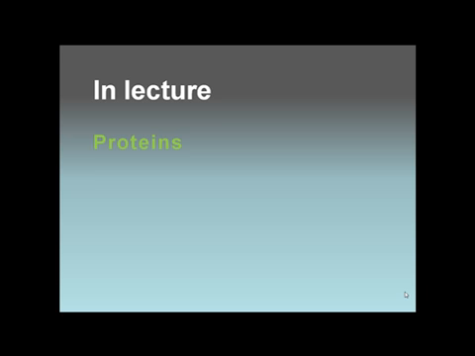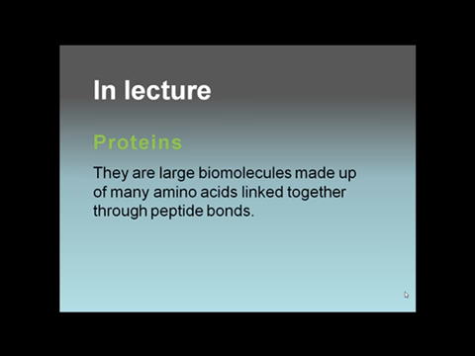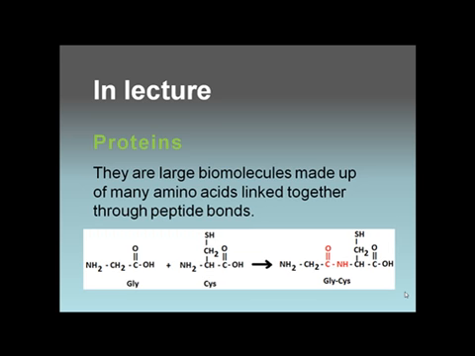In lecture, we studied proteins. They are large biomolecules made up of many amino acids linked together through peptide bonds. In this example, a glycine reacts with cysteine to yield a dipeptide glycylcysteine. The amide in red color is the peptide bond binding together the two amino acids.